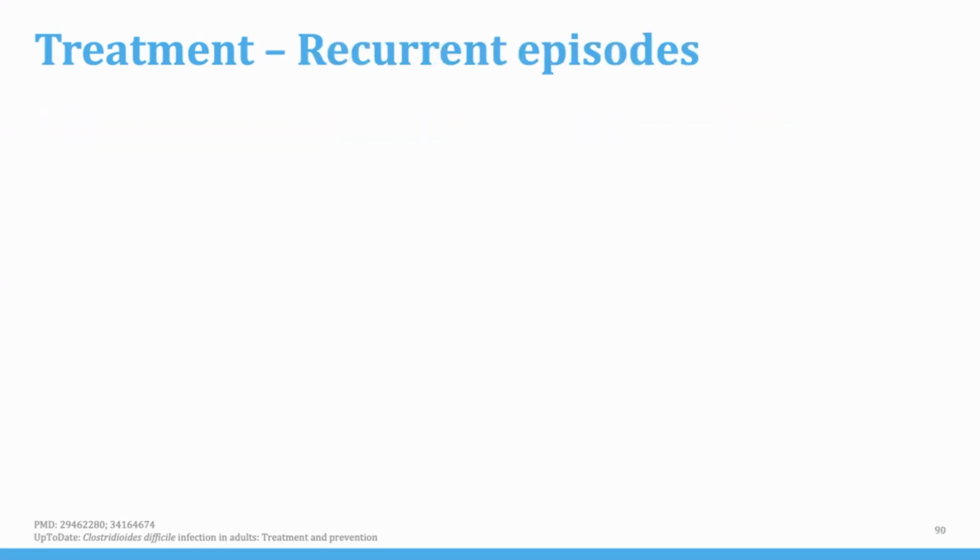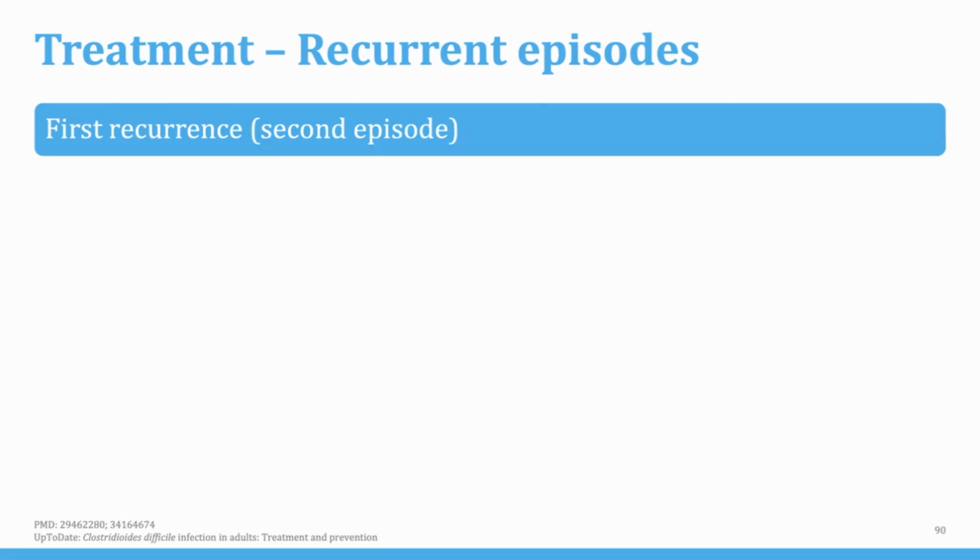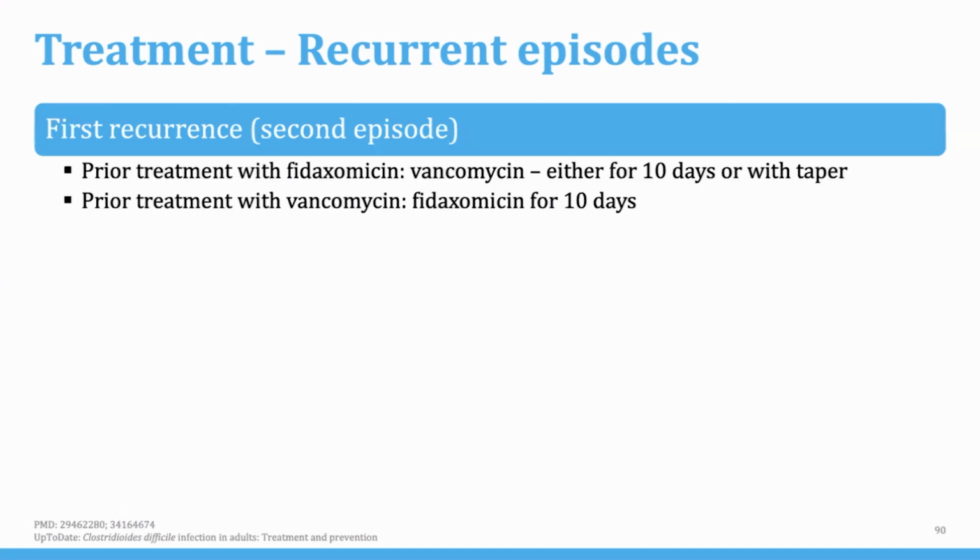With recurrent episodes, it depends on the number of recurrences. So if it's their first recurrence, which would mean that it's their second episode, you would utilize prior treatment. It depends on what their prior treatment was. So if they previously got fidaxomicin, you would now try vancomycin, or vice versa. If the first episode got vanc, now try fidax.